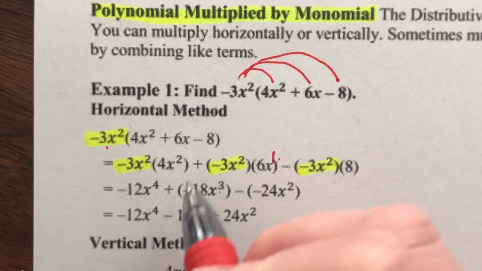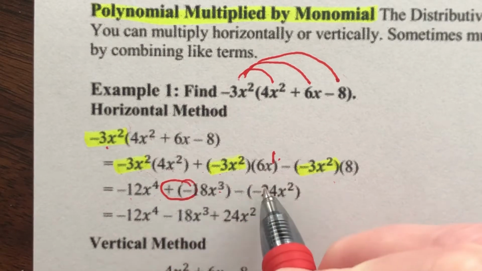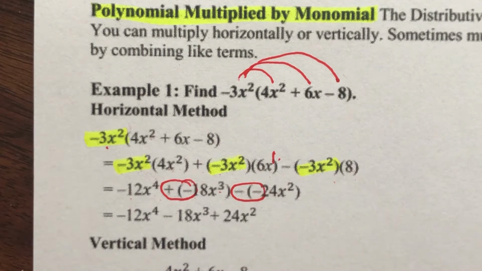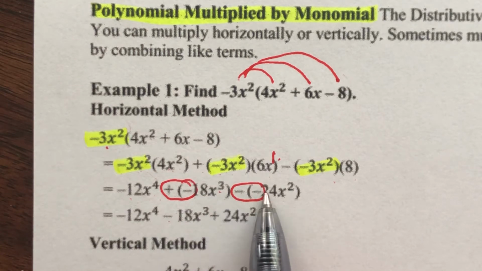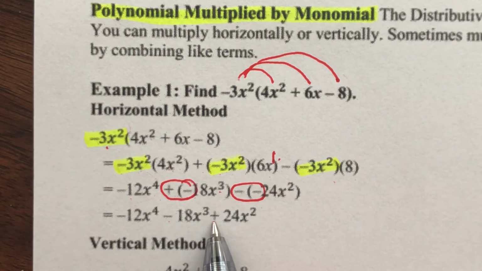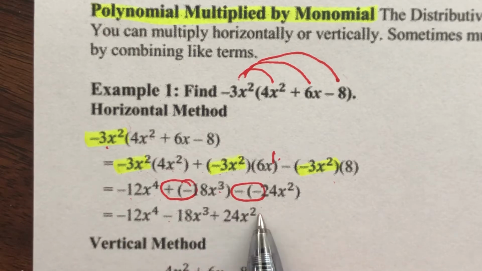Now the only thing we have to do is change our signs. When you have two signs touching, you have to replace them with one sign. So when the signs are different, you replace them with a minus. When the signs are the same, you replace them with a plus. So this is our answer at the end.